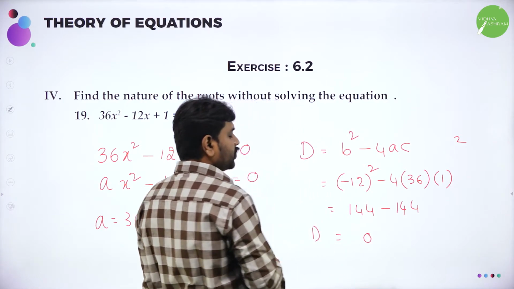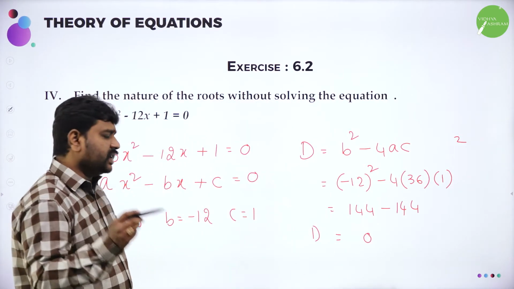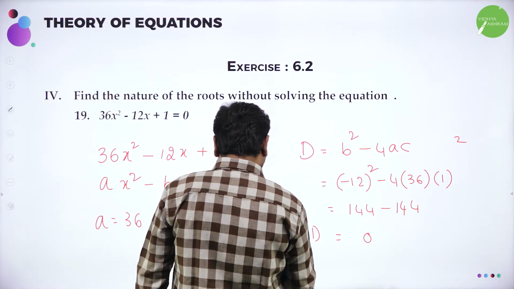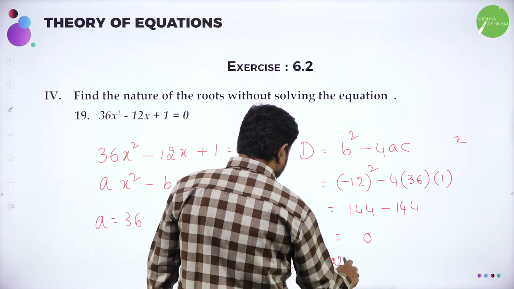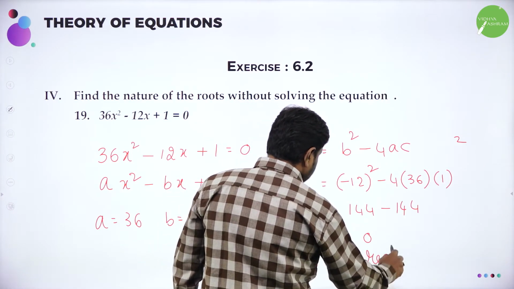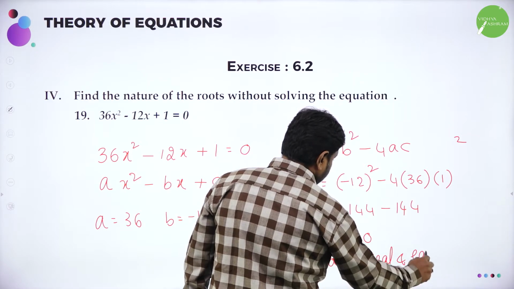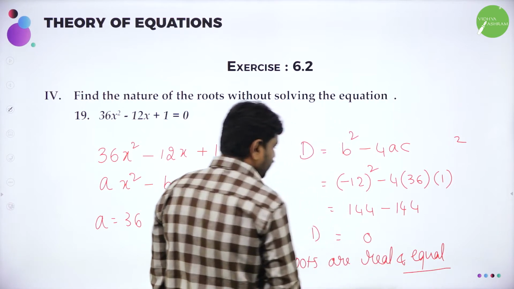Discriminant is 0. So roots are real and equal. So what is the conclusion? Therefore roots are real and they are equal. Roots are real and what? Equal. Equal roots we will get.